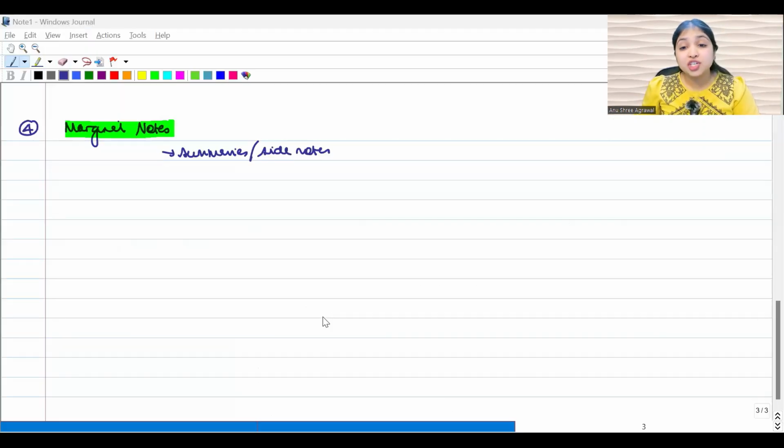Now, marginal notes are generally added in the statute after the law is made. After the law is enacted, after it is passed in the parliament, only after that is it generally added. So therefore, marginal notes are not a part of the statute. And because they are not a part of the statute, we cannot use them for interpretation.